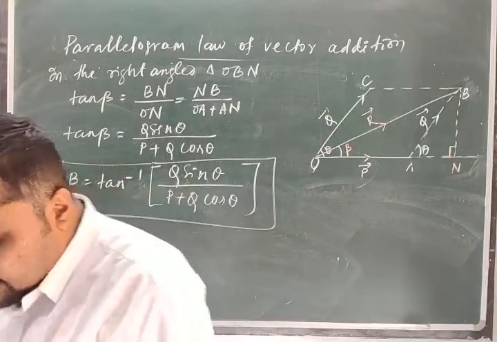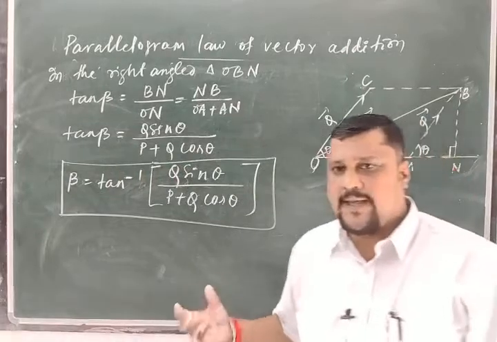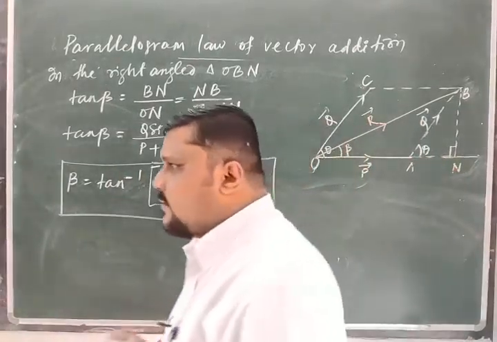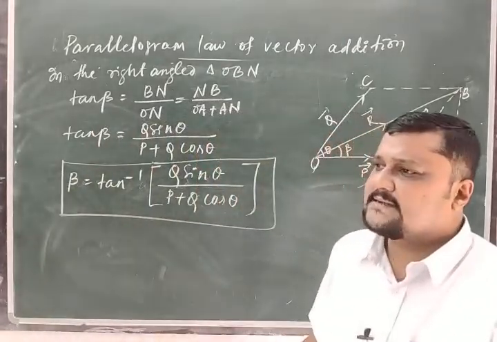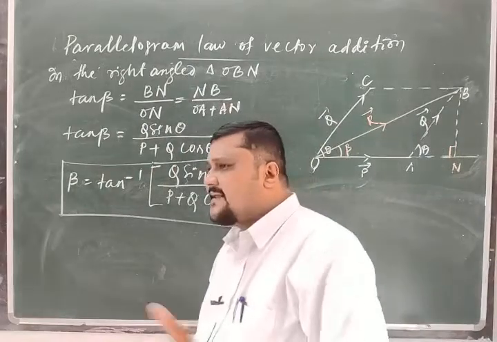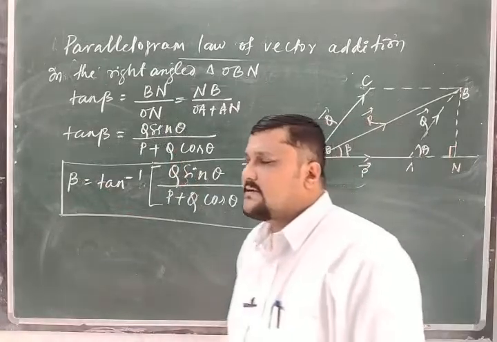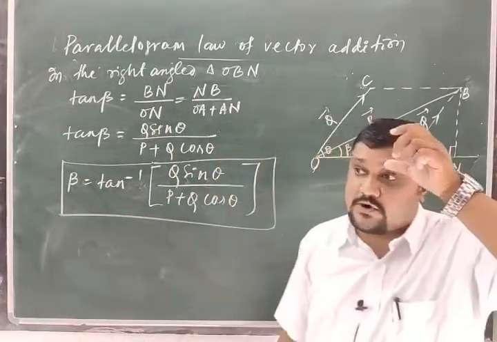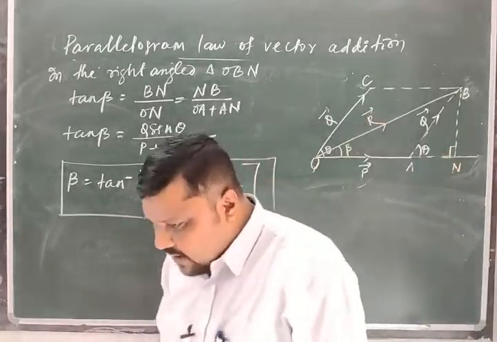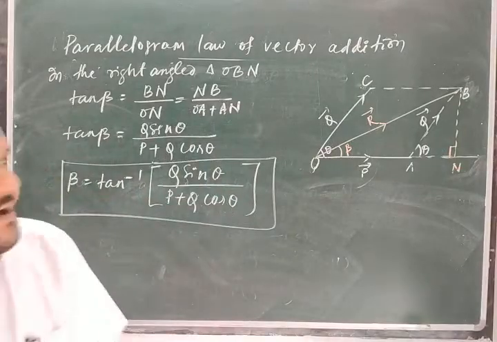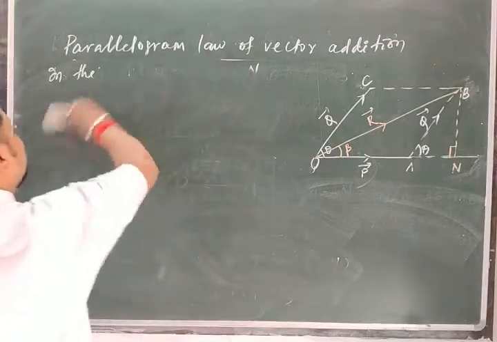Clear? So from these two laws, which are used to find the resultant of two vectors, we got the same result: if two vectors P and Q acting on a body are represented by the two sides of a triangle or a parallelogram, their resultant is given by magnitude and direction. The magnitude is R equal to root over P square plus Q square plus 2PQ cos theta, and the direction is tan inverse Q sin theta by P plus Q cos theta. Now we will go for different cases from the results we got, the magnitude and the direction part.